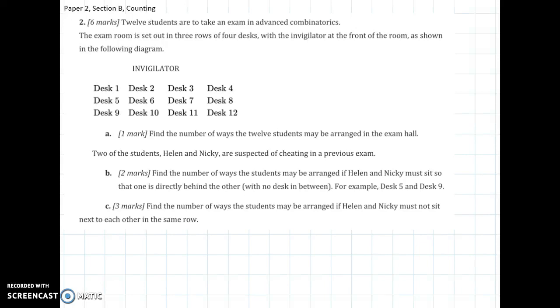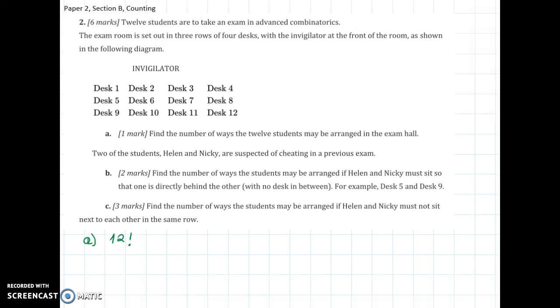For the first part A, we need to arrange the 12 students in the 12 available desks, so we just need to see how many ways we can rearrange 12 objects. So we need to find what is 12 factorial. So we are finding permutations of 12 objects, and you can find that with the calculator.